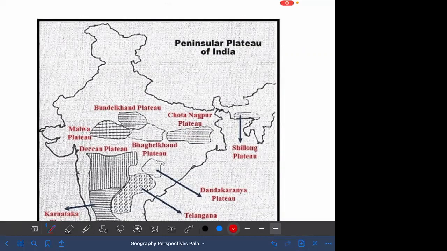Central Highlands. Central Highland is a region of the peninsula that is mostly found in the northern part, and we have the Aravalli Range. Aravalli is also there. So this is a broad region of Central Highlands.